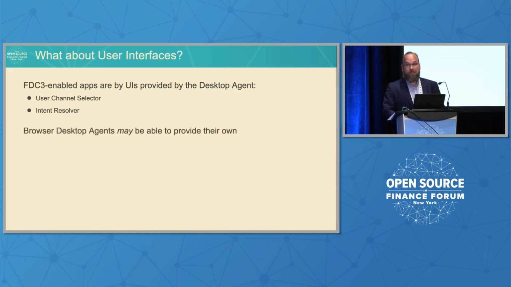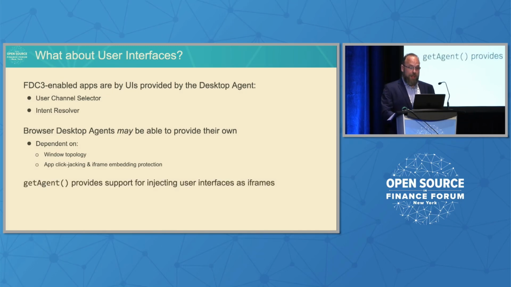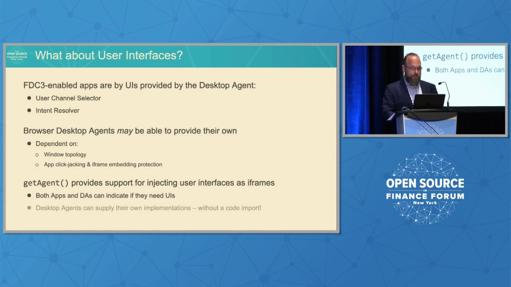Desktop agents in the browser may be able to provide their own, but that often depends on the window topology. Are they loading apps into iframes, allowing them to display something over the top? That in turn depends on clickjacking protection or iframe embedding protections that may prevent that. And getAgent allows you to go the other way and actually inject something instead as an iframe, but with the capability for both the apps and the desktop agent to indicate whether they need that. So the getAgent code will take instruction from both sides and act accordingly.